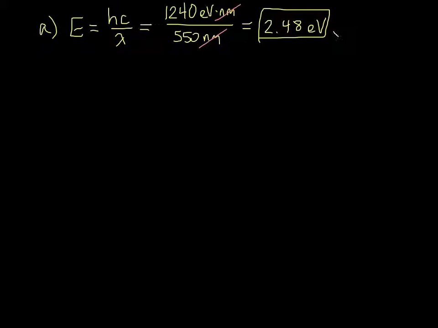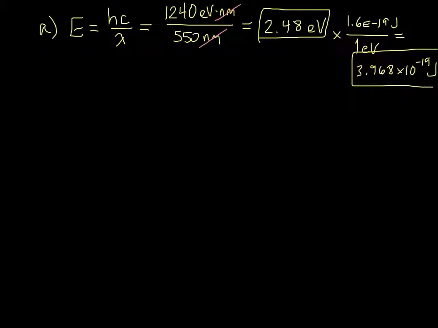You could also convert this into joules, where 1 electron volt is equal to 1.6 times 10 to the negative 19 joules, and you get an answer of 3.968 times 10 to the negative 19 joules.